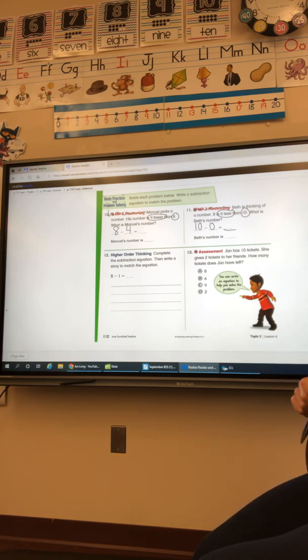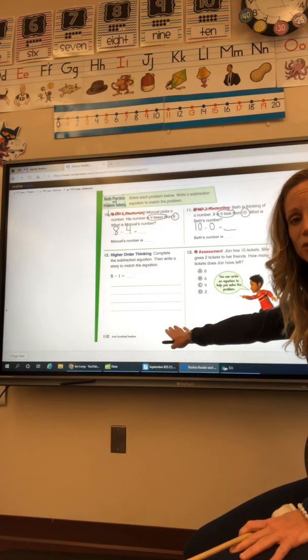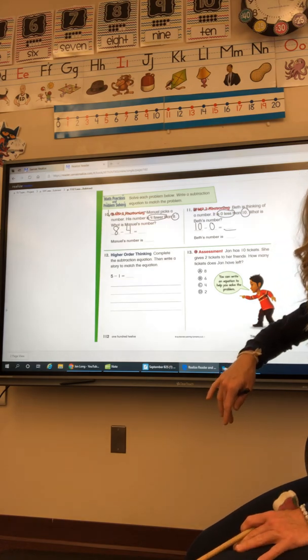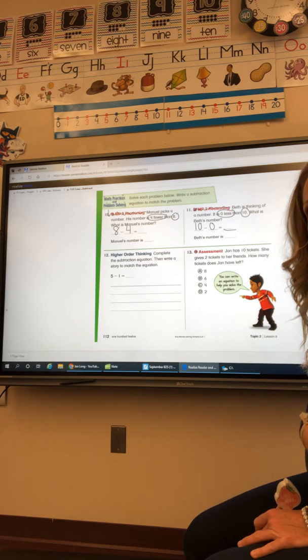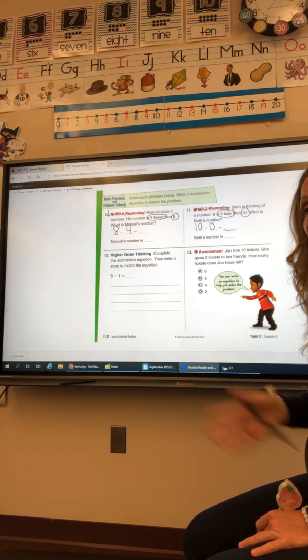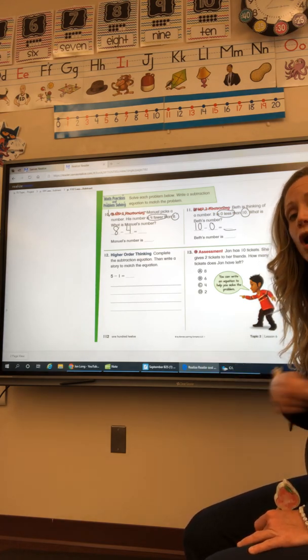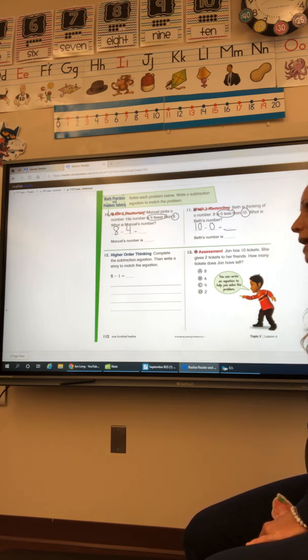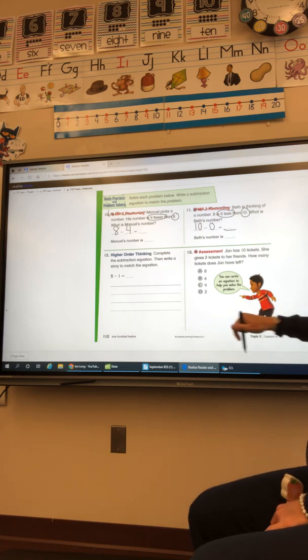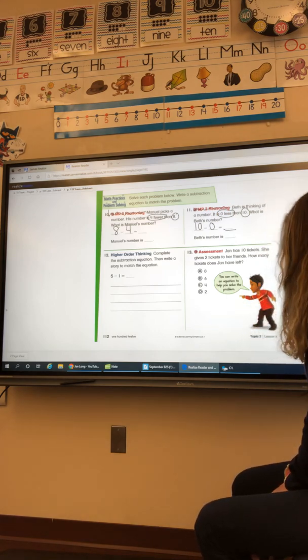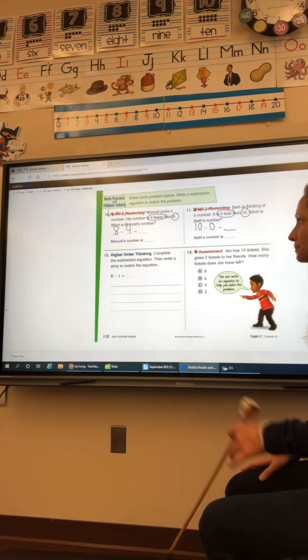Now the last 2, these are real brain stretchers. If you want to give it a try, you may give it a try. I would be happy to look at it Wednesday morning. Number 12 says to write a story to match the subtraction problem. It says 5 minus 1. Maybe you say 5 people are on a bus, 1 person gets off. How many are left? 5 ducks are swimming in a pond. 1 flies away. How many are left? This is optional. Number 13, optional. If you do not want to do them, that is okay.